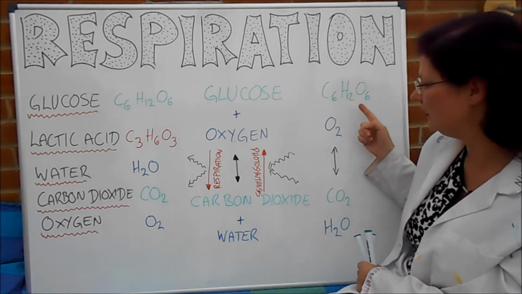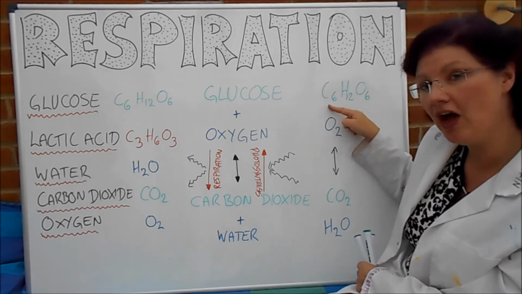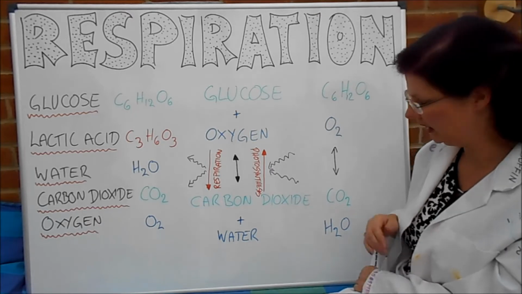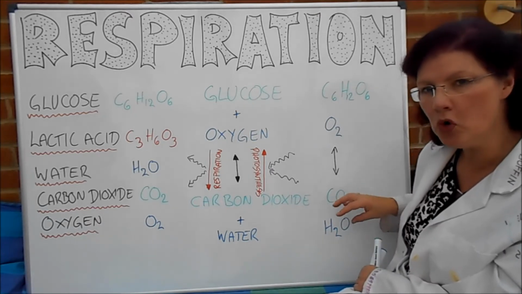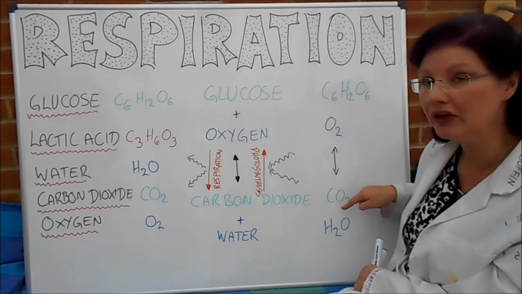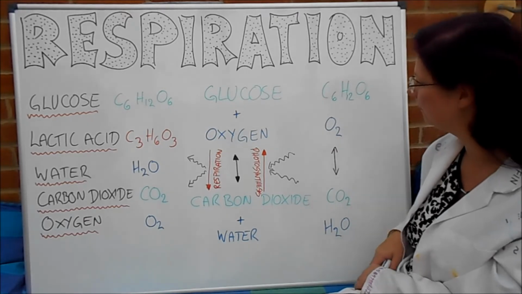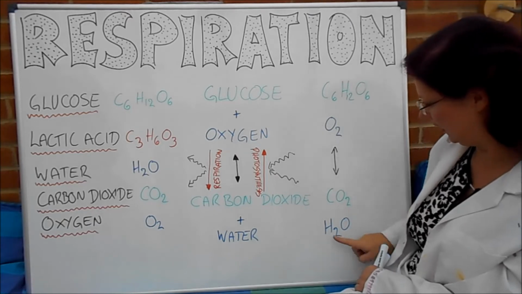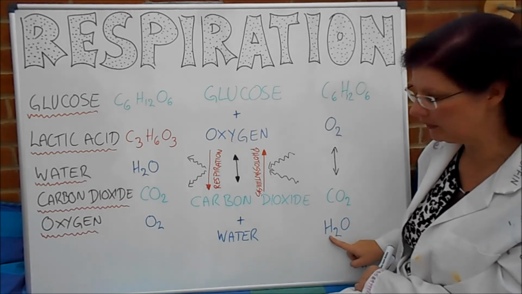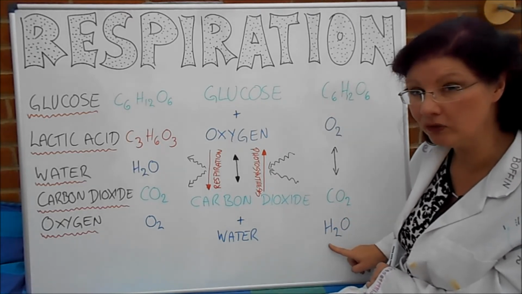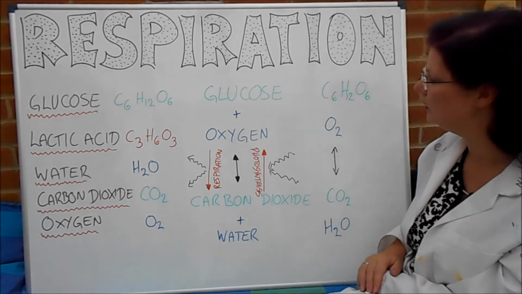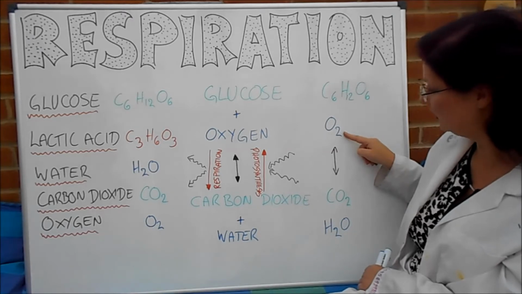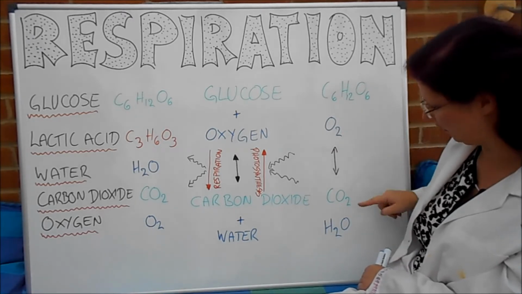So, having a look at this, we've got 6 carbons up here. Down here we've only got 1 carbon, so obviously we need to produce some more CO2s. It's not just one molecule of CO2, we've got to have extras here. Also, we've got 12 hydrogen atoms up there. We've only got 2 down here, so obviously we're going to have more molecules of water as well, not just 1 molecule of water.